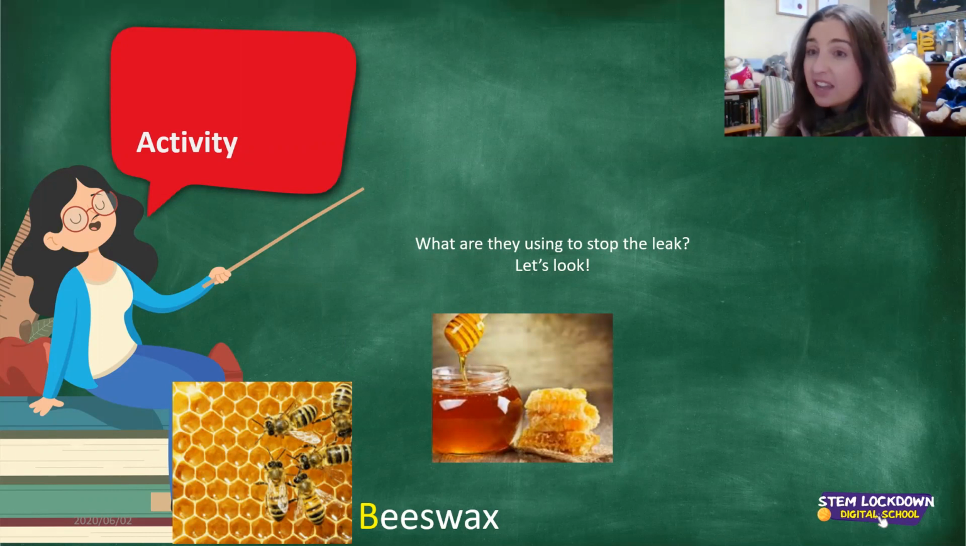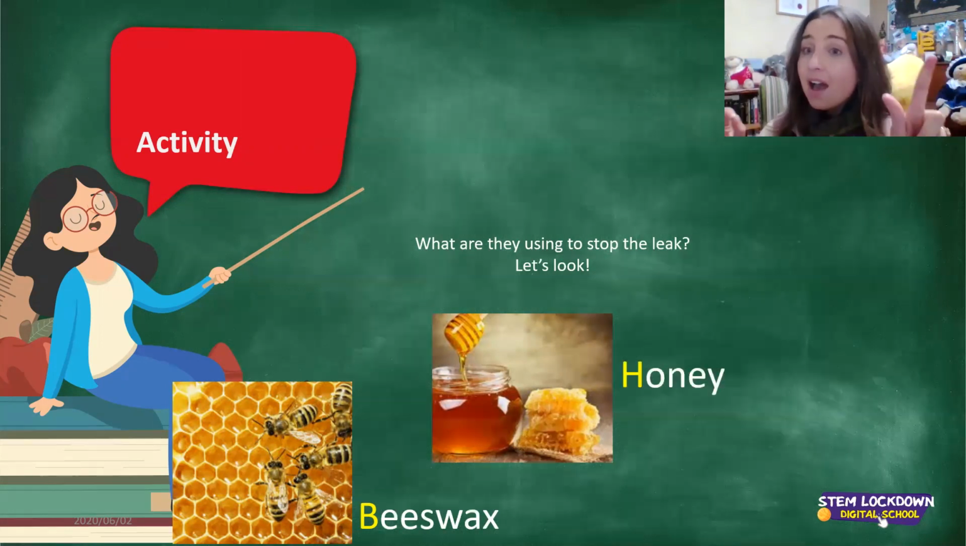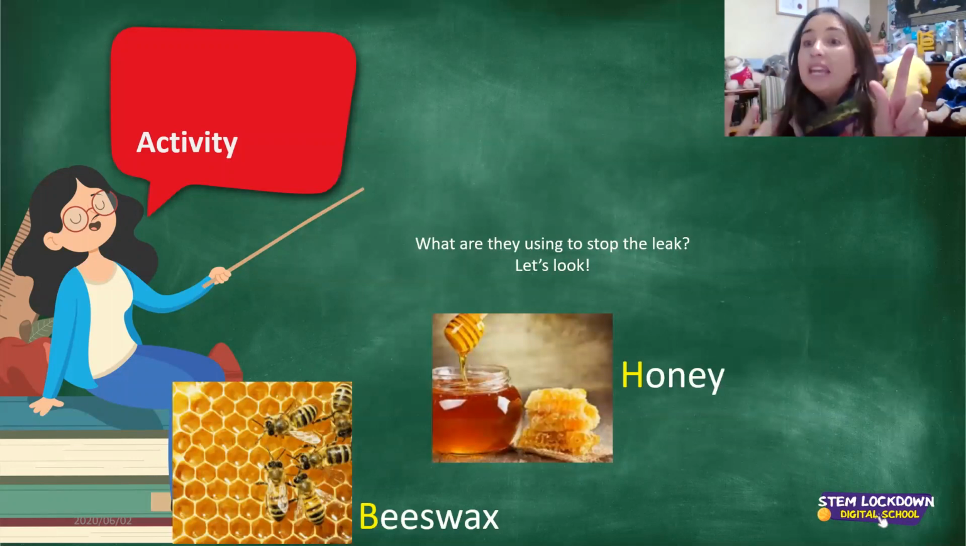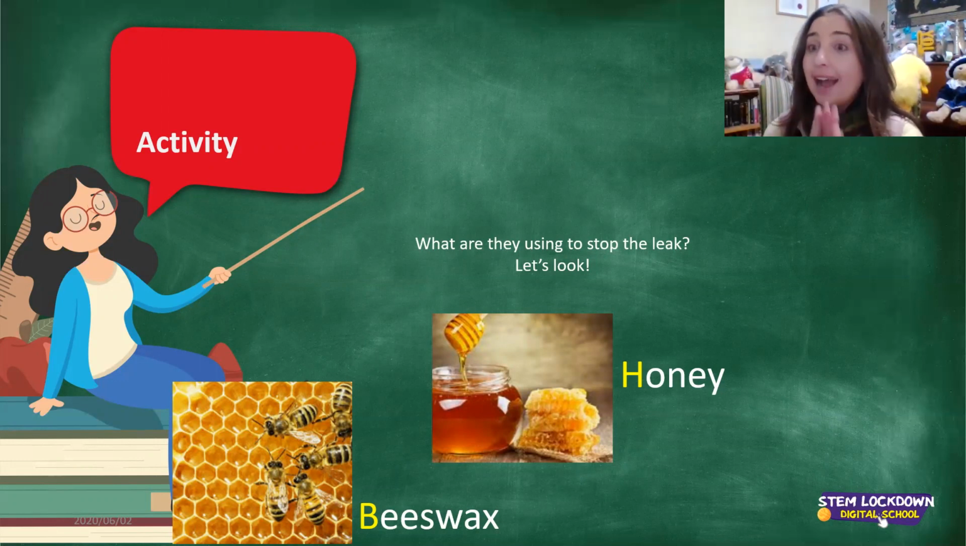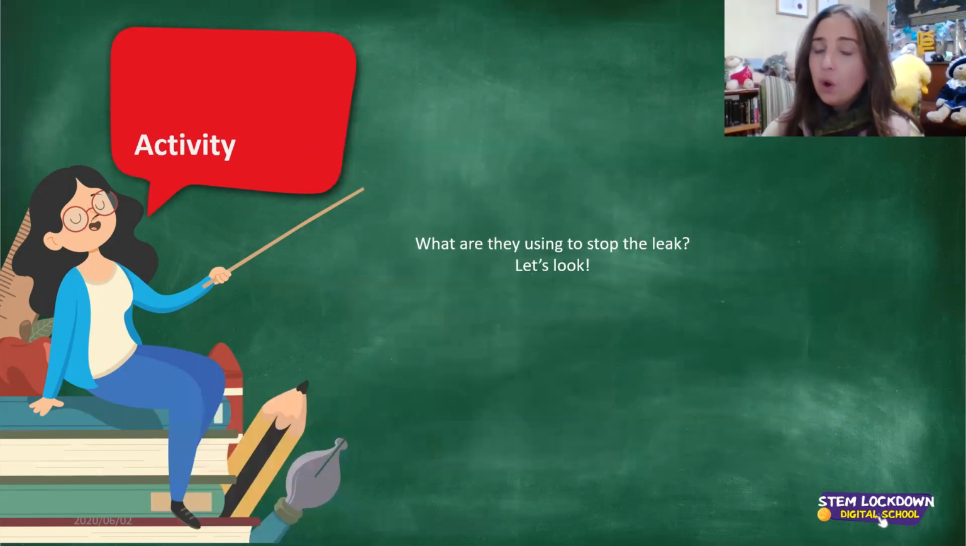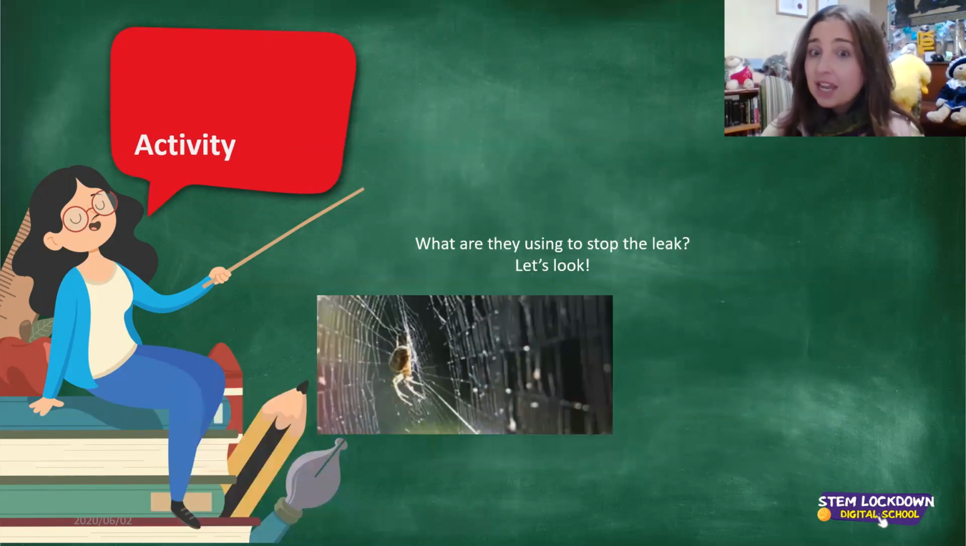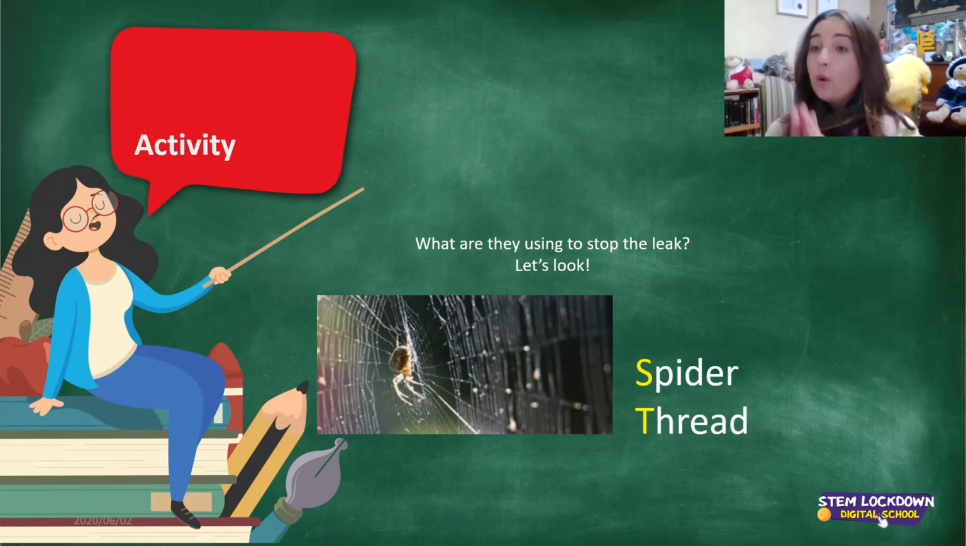Then, of course, what was the other thing? It was, what's on the picture there? Honey. H for honey. The bees make the honey. So they took the beeswax and the honey and they tried to push it into the hole to seal it, because honey puts a layer, it's like glue, almost sticky. And then, of course, what was the next thing? It was our spider thread. For spider and for thread.